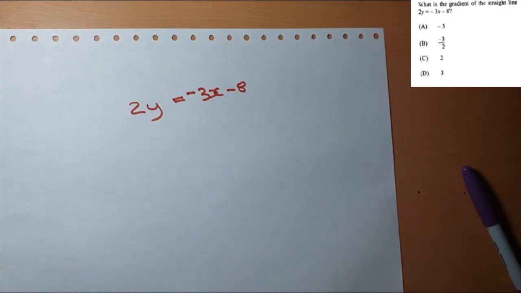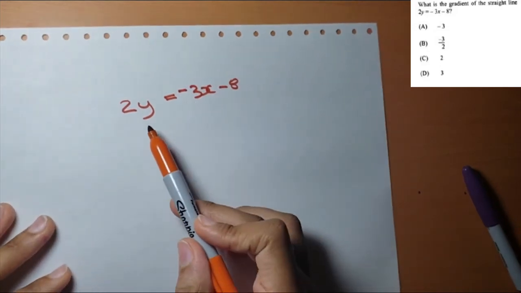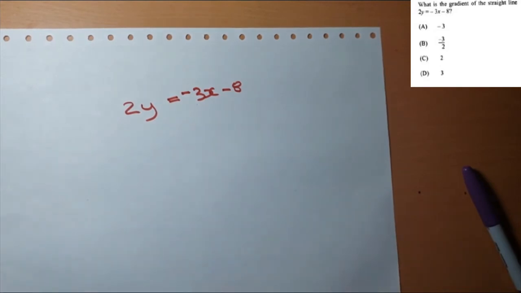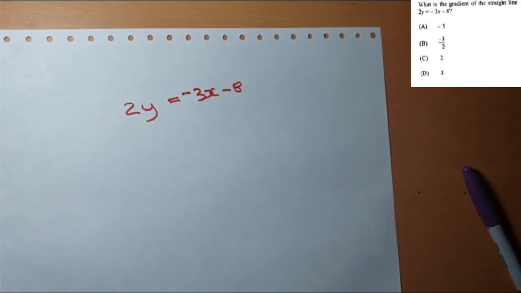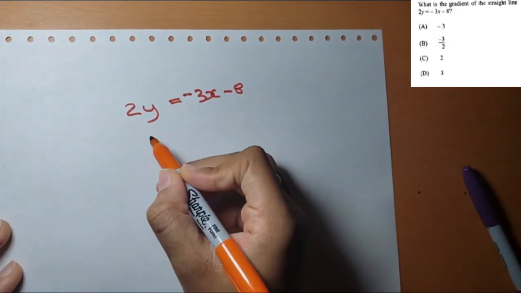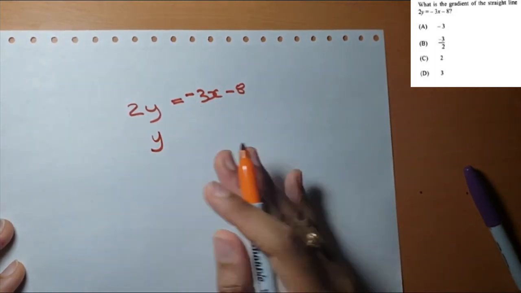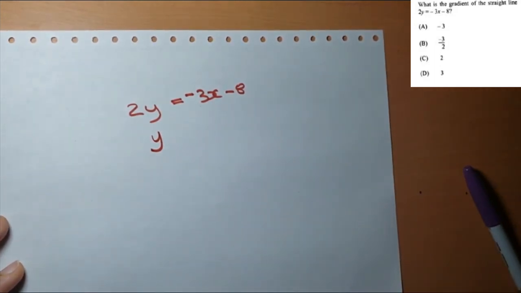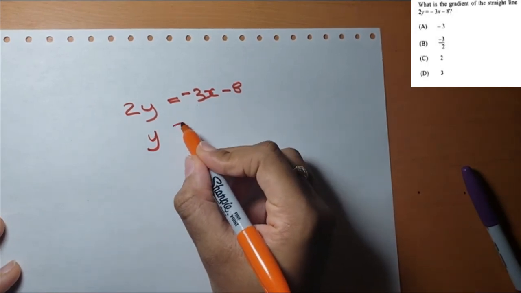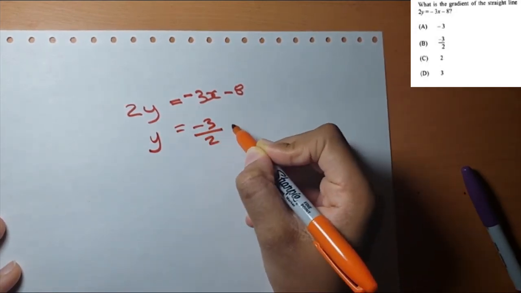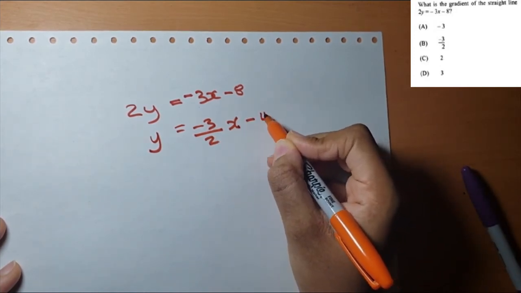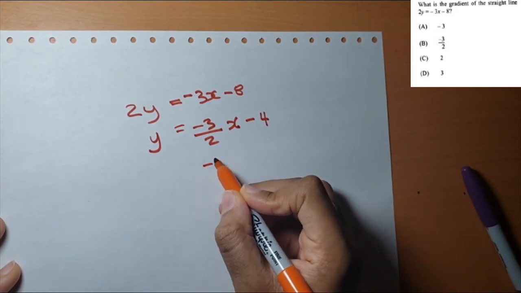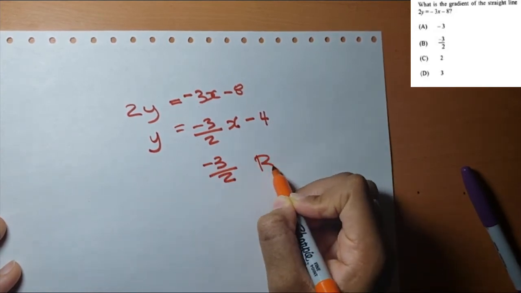It has to be in the form y is equal to mx plus c, meaning y must be by itself on this side, no 2 or anything. So therefore we need to find a way to get rid of the 2. We're going to divide the entire equation by 2, because whatever you do to one side you have to do to the other side to keep the equation balanced. So that is now negative 3 upon 2x minus 8 upon 2, that would be 4. So therefore the gradient m would be minus 3 over 2, and that is B.